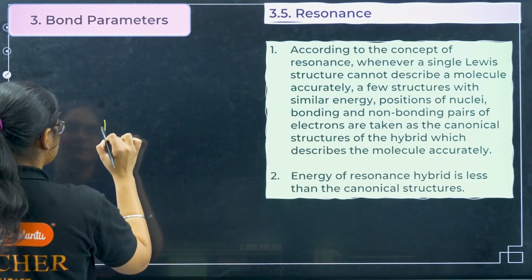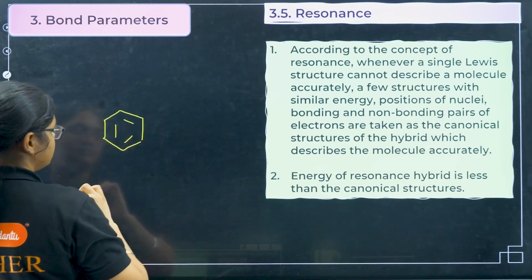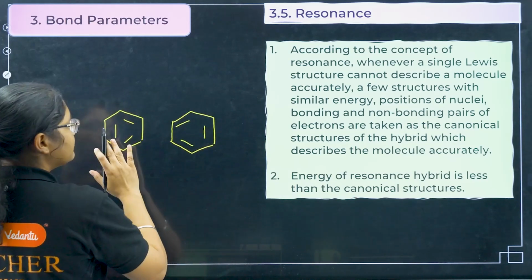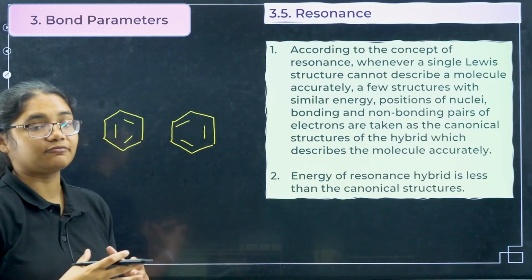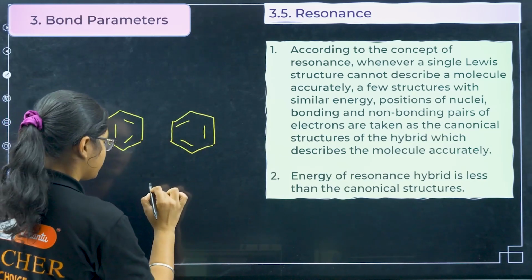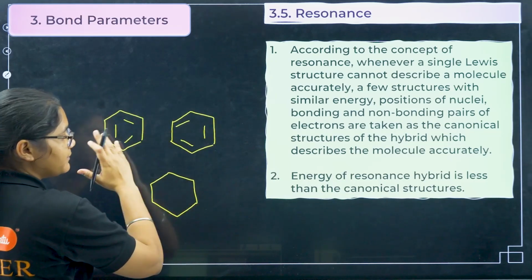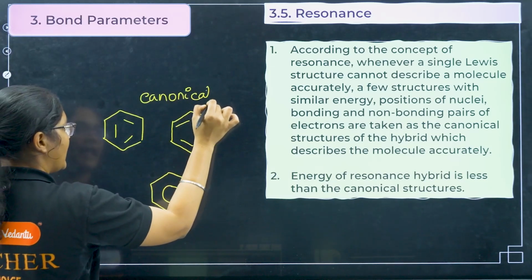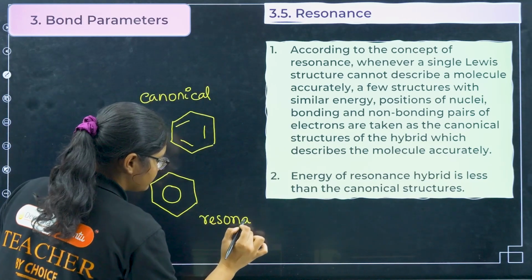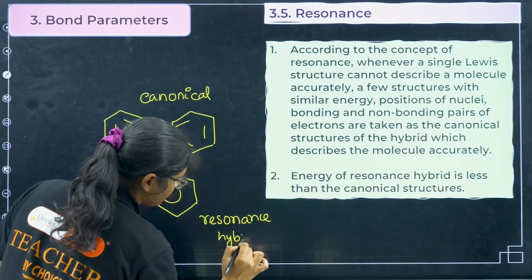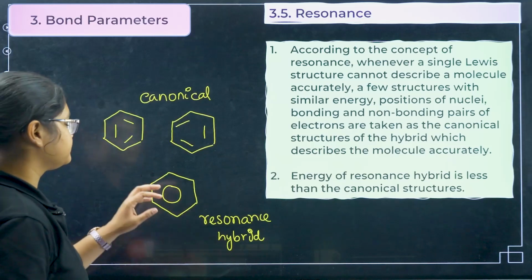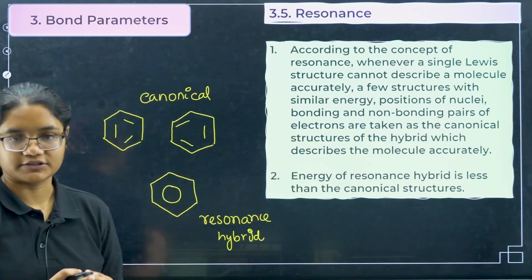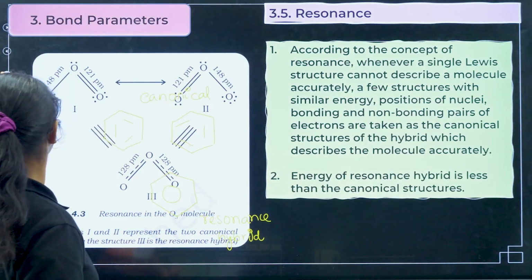Now see here, suppose you see the benzene structure. This is the structure of benzene. You can also have the structure of benzene like this. Both structures define benzene, but neither of them can define it completely. So we have a structure which is the resonance hybrid, the mixture of these two, and it is denoted like this. These are your canonical structures, and this one is your resonance hybrid. It is always seen that the energy of the resonance hybrid will be less than the canonical structures. We have some examples here. Just a minute, I can show you.